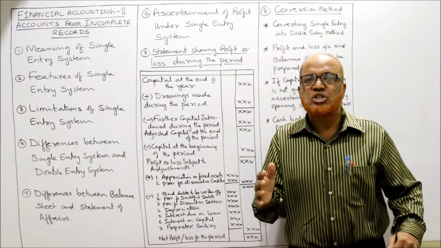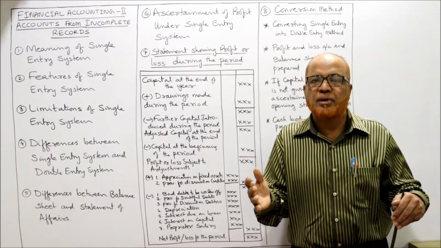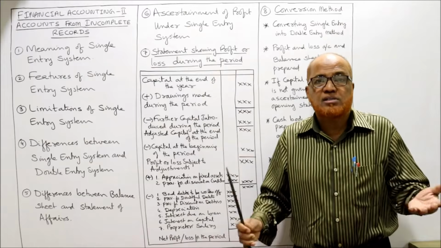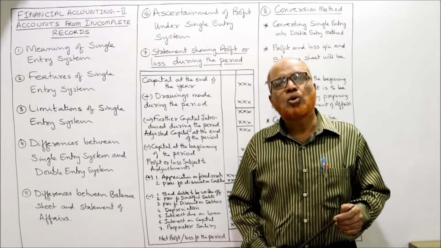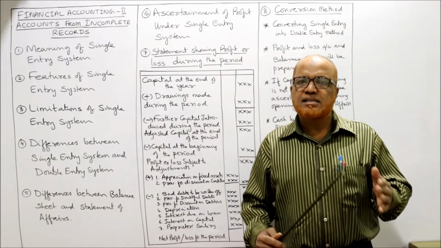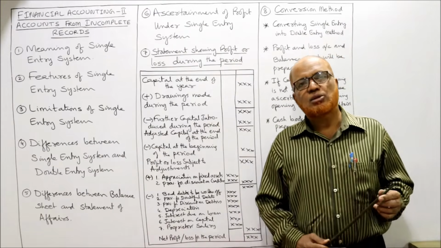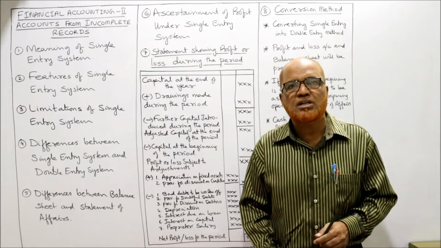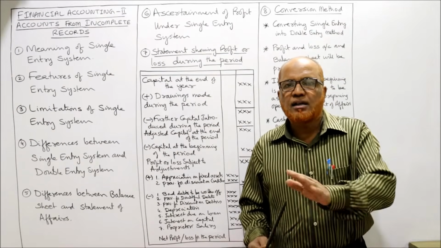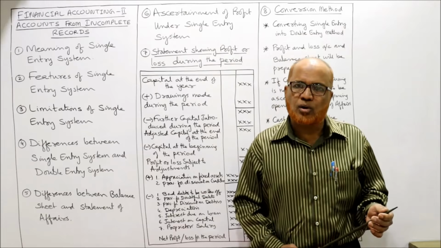So how to prepare the journal, how to prepare the ledger, how to make the balance sheet, how to make the trial balance, all specific rules are there, universal rules are there. But no specific rules are applied in single entry system. Next difference is, double entry system of accounting will be accepted by tax authorities, whereas single entry system will not be accepted by tax authorities.